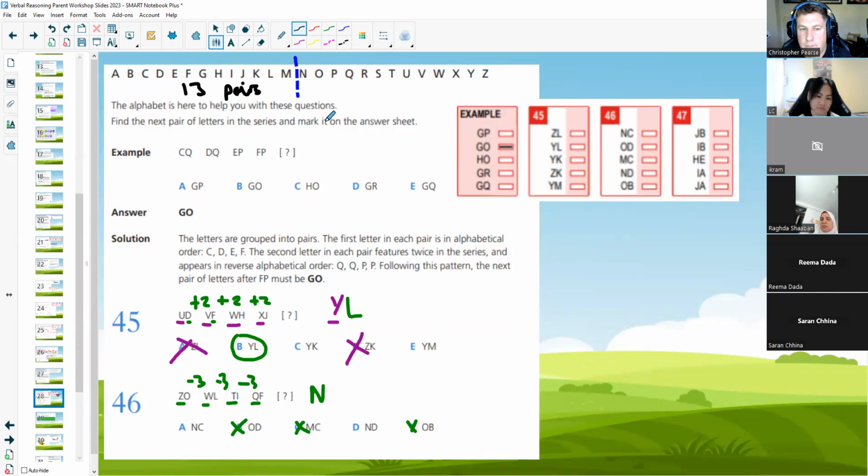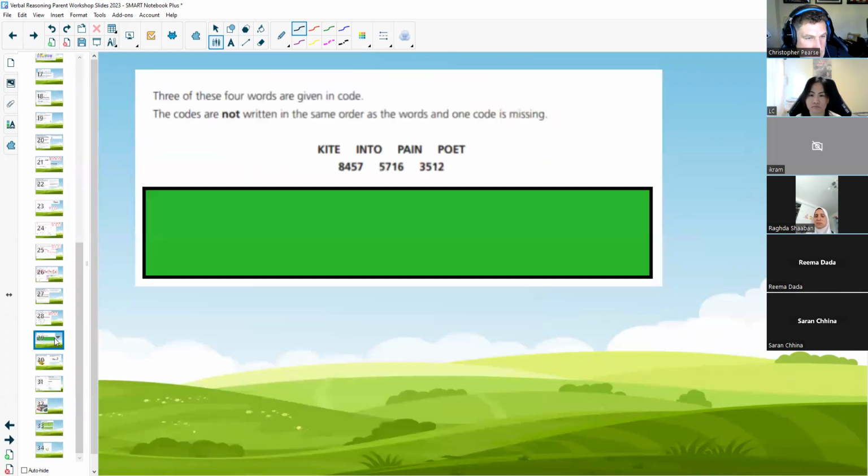Okay. There is another one very similar to that, which is called letter analogies. I won't spend time doing it now, but it does also rely on that knowledge of the alphabet in terms of counting between the letters. Okay, let's go and have a look at another one.